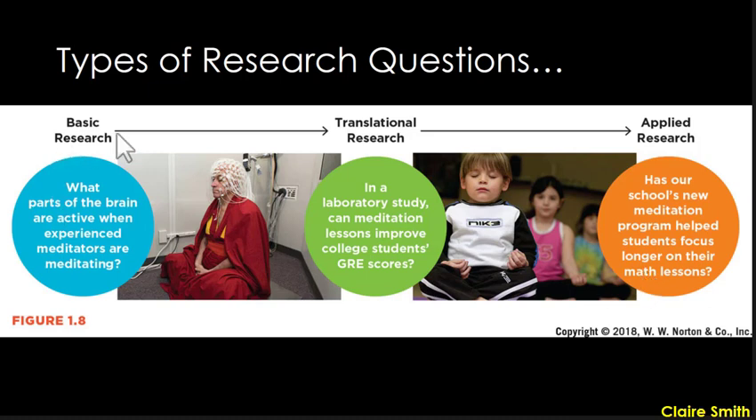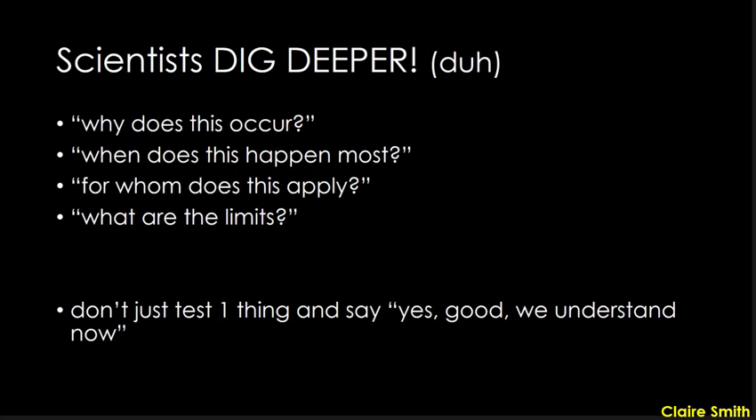Okay, so basic, translational, and applied research, those are terms that you should definitely know. Pretty straightforward though. Scientists dig deeper, right? We should all know this. So when they're doing research, they're not just looking at one thing, doing something, finding their theory supported and saying, "Oh, yep, that's good. I understand this now," right? So they're looking at questions that dig deeper.